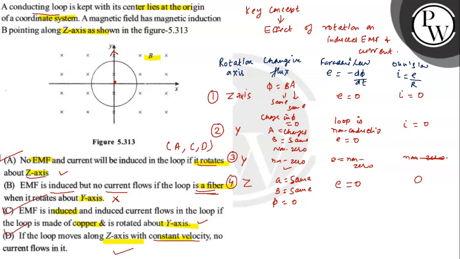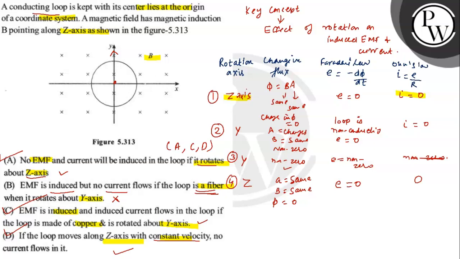So in this question, we are discussing how rotation of a loop affects the induced EMF and current. The first case is if it rotates about the z-axis, the variation of flux will be 0. Therefore, no EMF is induced in the ring or the loop, so no current flows in the loop. So, this is the correct option.